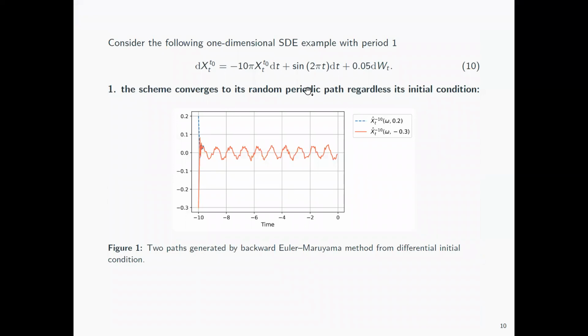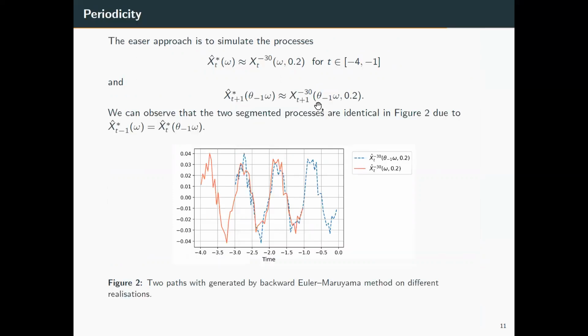We have a very simple example, a one-dimensional SDE with period 1. It is easy to check the example satisfies the assumptions. First, let me show the periodic path. Maybe let's skip this. The second thing we can demonstrate is periodicity. There are two ways to show it. The first approach is simply checking that the limiting path at time t of a realization ω equals the limiting path at t+1 with the realization shifted by θ_{-1}.